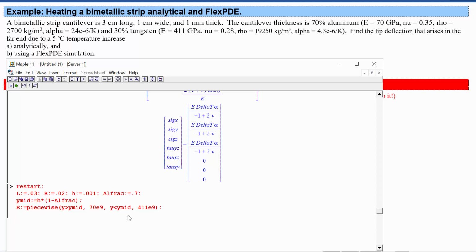Now, next we've got nu, piecewise: Y greater than Y mid, 0.35; Y less than Y mid, 0.28. And then alpha, piecewise: Y greater than Y mid, we're going to have 24E-6 for the aluminum. Y less than Y mid, it is quite a lot lower for tungsten, 4.3E-6. Okay, so this should be all the material parameters that we need. We don't actually need the density, I believe.